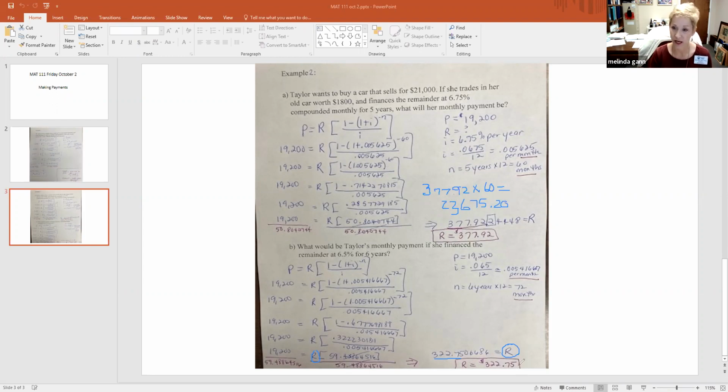Well, down here, let's see how much I'd pay for the car. I'm going to do that $322.75, but I've got to do it 72 times. So let's go see how much I pay. So if I do 322.75 times 72, I get $23,238. No pennies. That's kind of weird. So there's how much I paid for the car, and here's how much I paid for the car.